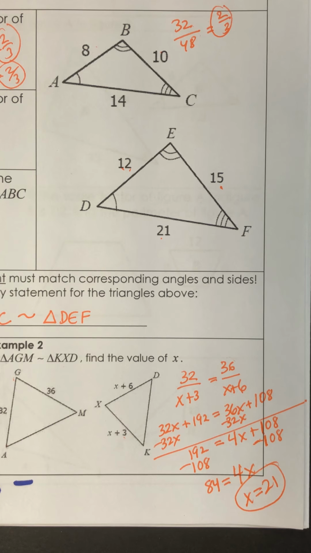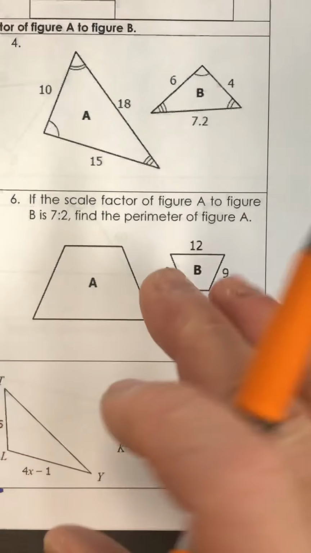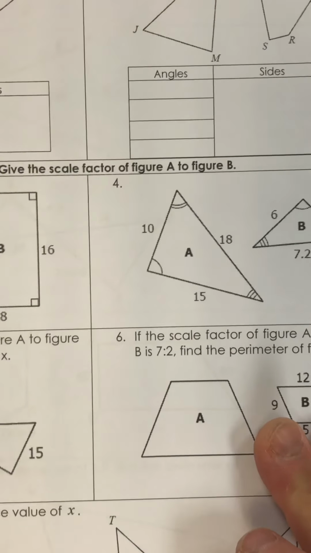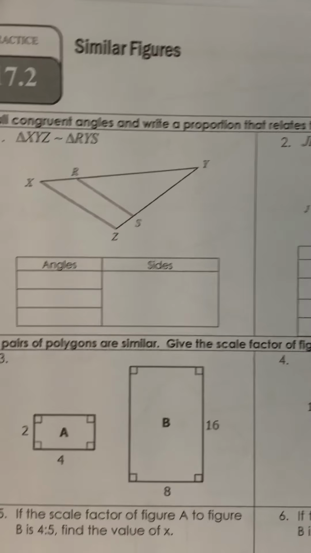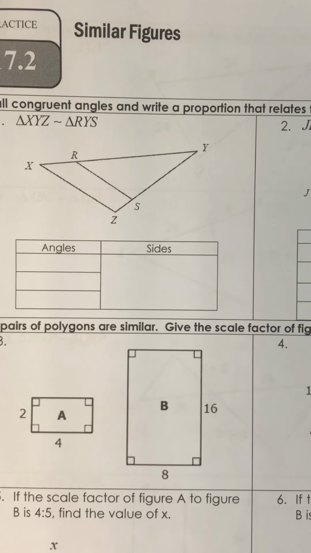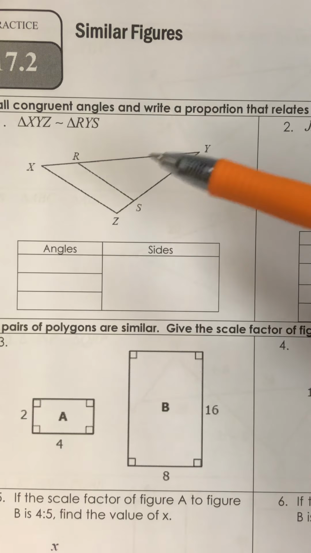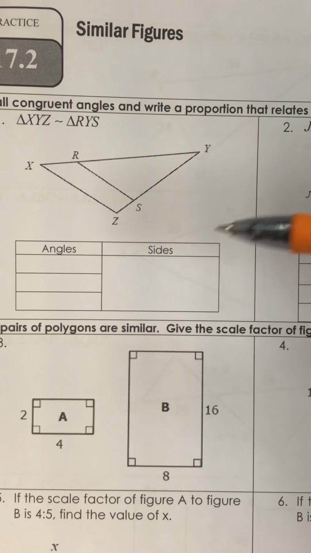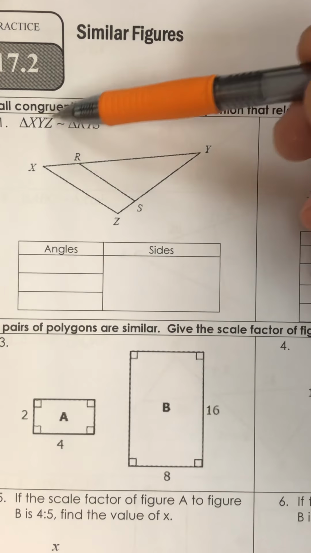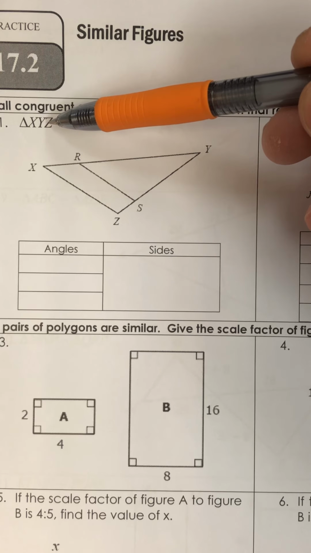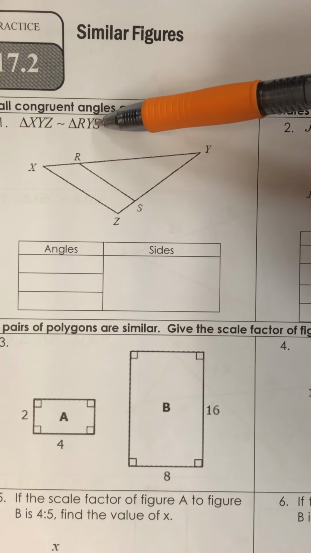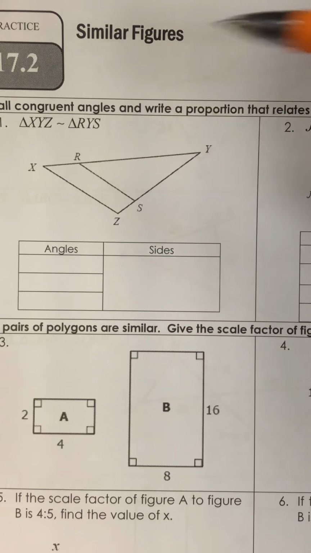If we needed to find the value of the side, you would just plug it in and find out what it is. Okay, so on your practice, you're just going to do that same type of thing. You're going to match up angles and sides according to the similarity statement. The sides, remember, are written as fractions: the first triangle's side over the second triangle's side.